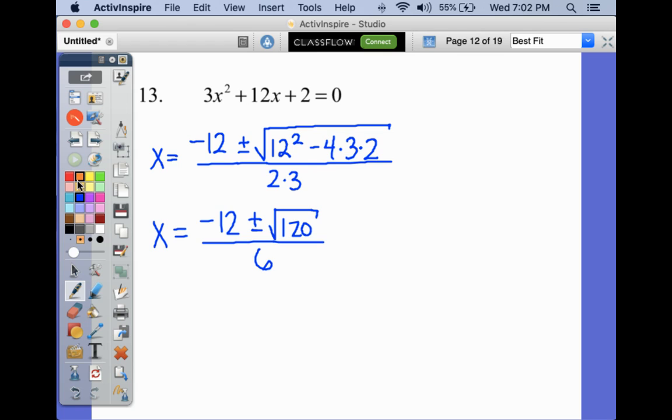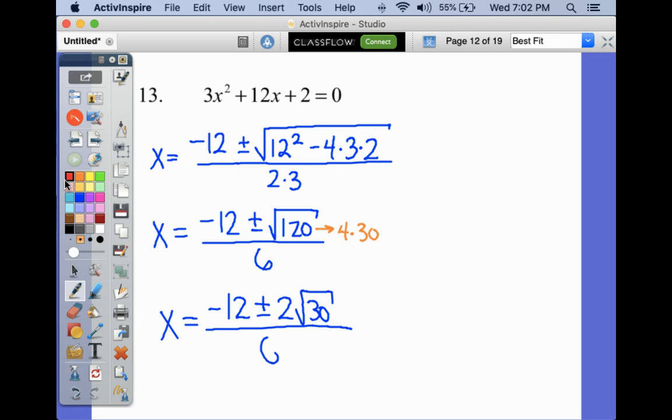120 can divide by 4, right? 120 is 4 times 30. And we can square root the 4. So we'll get x equals negative 12 plus or minus 2 square root of 30 over 6. I want to finish by reducing. All these numbers divide by 2, so that's going to be 6, 1, 3. So it looks like our final answer is negative 6 plus or minus the square root of 30 over 3.